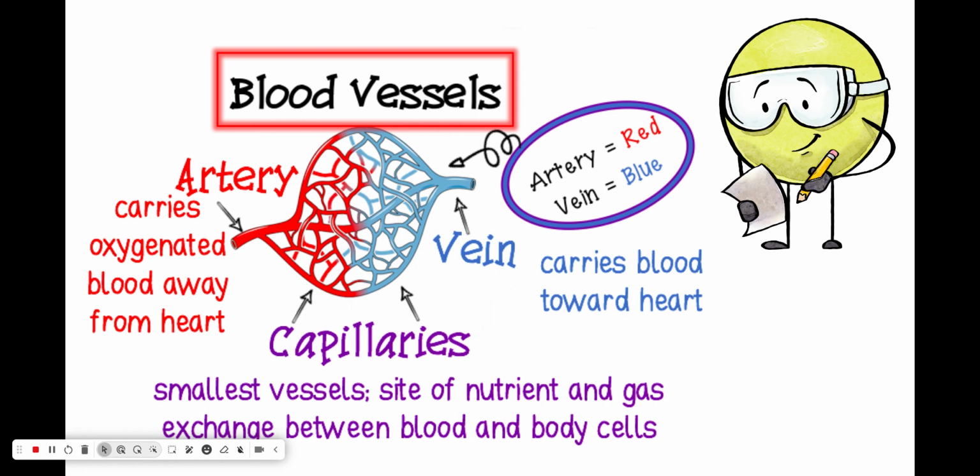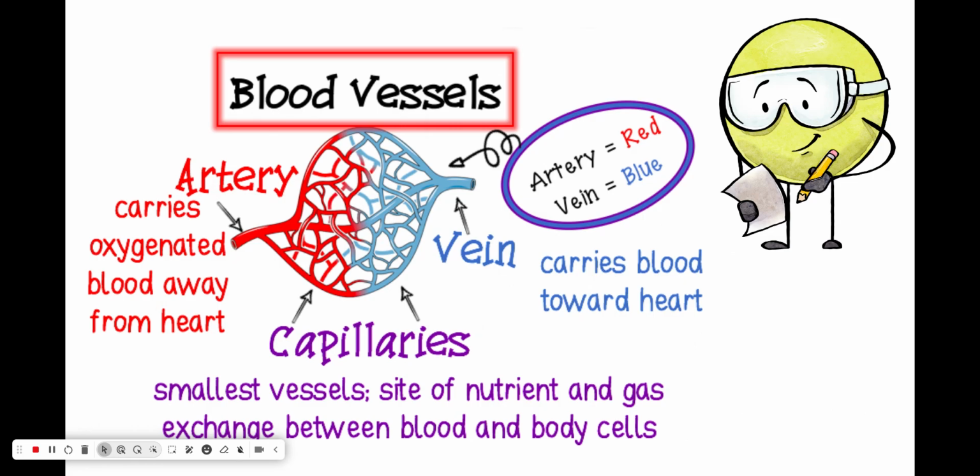Arteries are going away from the heart, and they are full of oxygen. So the arteries are full of oxygen, and they're dropping off the oxygen at all the different cells in your body. And as the red blood cells drop off oxygen, they pick up carbon dioxide. And as your blood goes back towards your heart, they become veins.